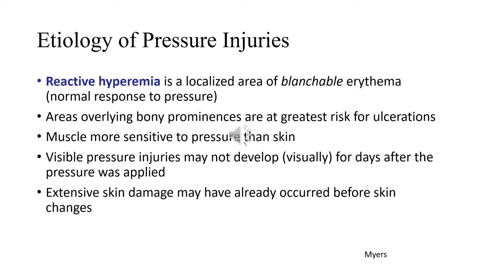When the patient has non-blanchable erythema, so the skin remains red and we push our finger on that red tissue for a few seconds and then remove it and it stays red the entire time, that's where we start to differentiate the occurrence of a stage 1 pressure injury. So as I said before, the areas over bony prominences are at the greatest risk for ulcerations, but they can occur in other areas of the body as well.